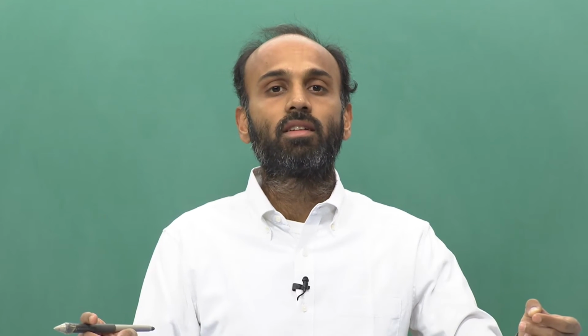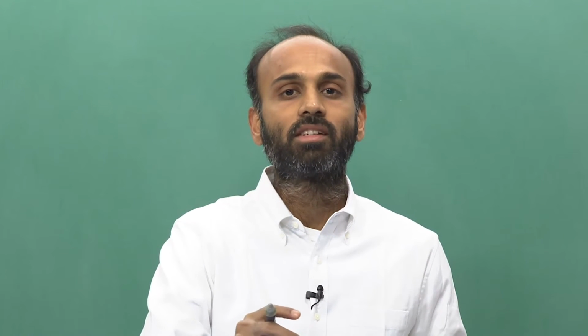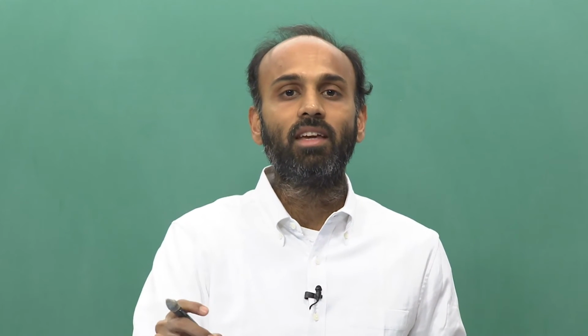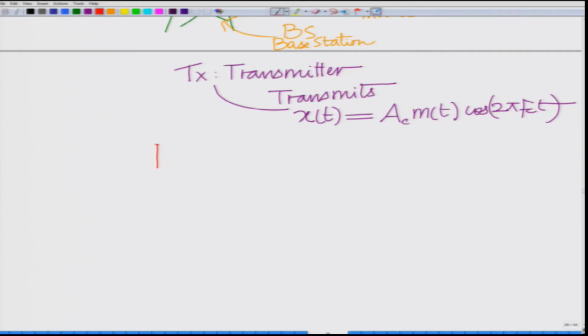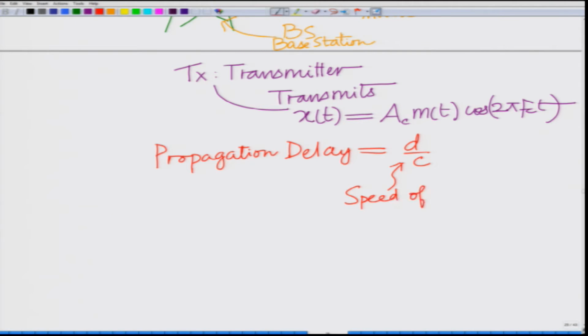Now, there is a distance between the transmitter and receiver, so the signal takes time to propagate. The propagation delay obviously depends on the distance between the wireless transmitter, that is the base station, and the mobile receiver. The propagation delay is given by d divided by c, where c is the speed of an electromagnetic wave, that is, the speed of light.